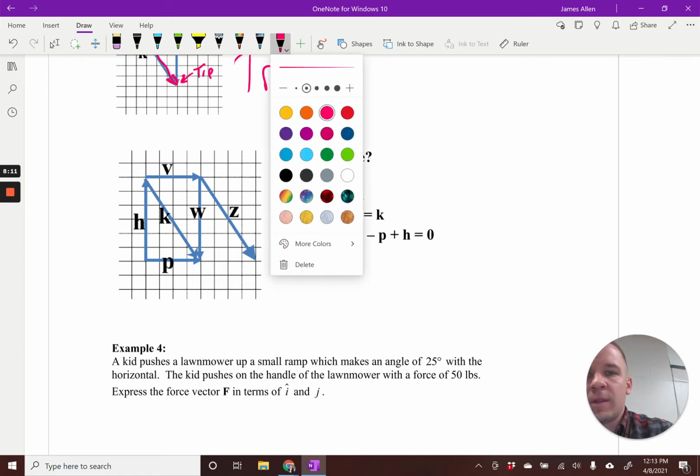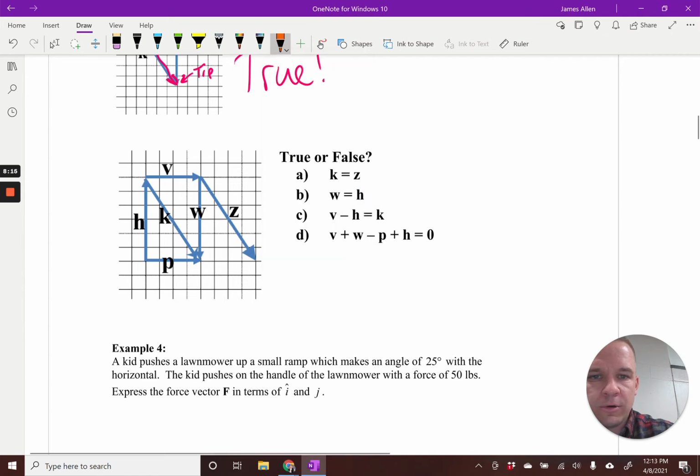All right, let's go. I'm going to go orange. K is equal to Z. So K is this one here. Z is this one here. They are both the same direction, same magnitude. True. Same direction, same magnitude.